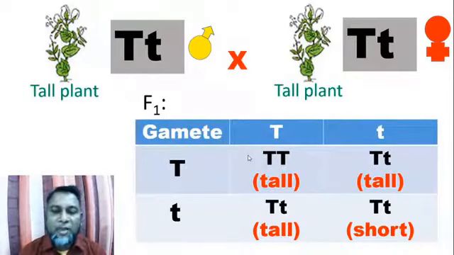Now any type of female gamete can be fertilized with any type of male gamete. So when capital T and capital T are fertilized, they form tall plants. Again, capital T and small t when fertilized form tall plants. Here also capital T and small t are fertilized, they produce tall plants. Here small t is fertilized with small t, so they produce short plants. This is the exception.